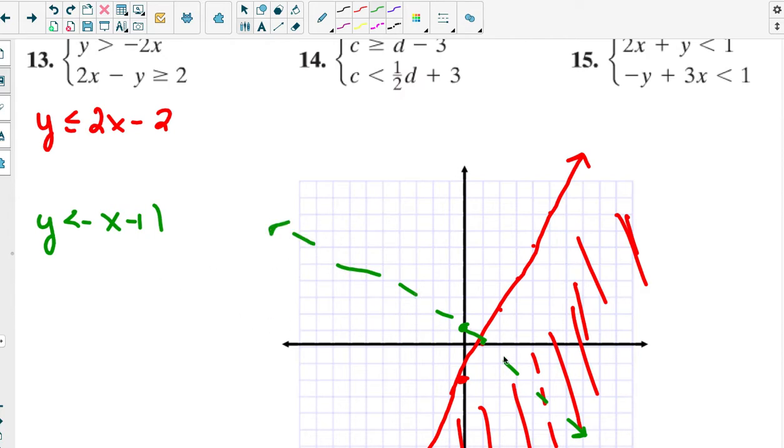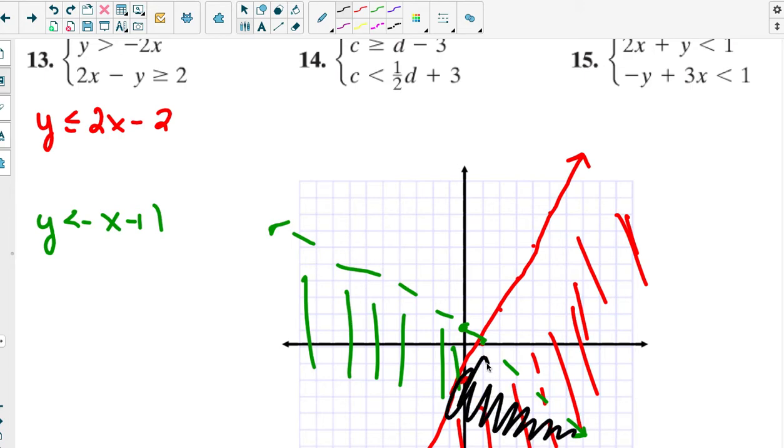And now that says y is less than, so we're going to shade below. So where they have the overlap shading in this case is in this region here. And that would be your solution.